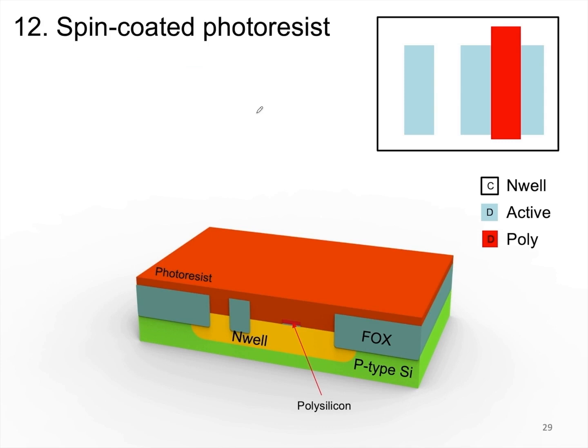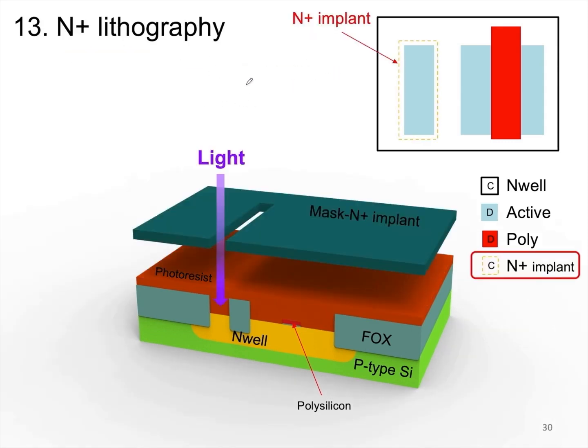Next, we need to form our substrate contact and the source drain region, right? So first, we will perform the spin coating of photoresist, then we need to form the substrate contact. So we will perform N-type implantation at this substrate contact position. We need to expose the N well, which is definitely an N-type implantation. The yellow dashed box indicates our N implant.